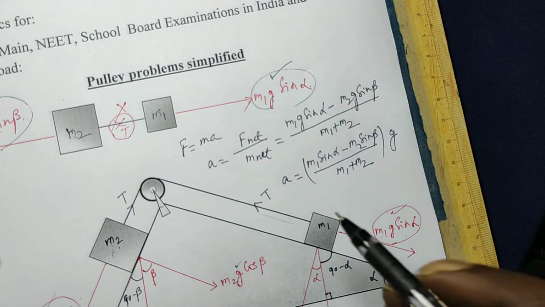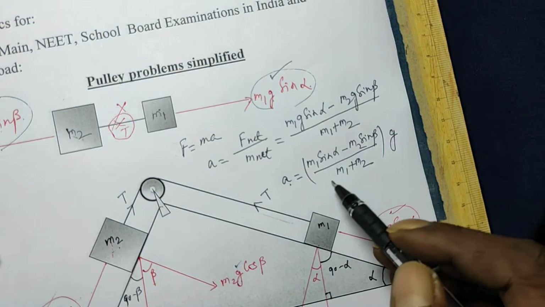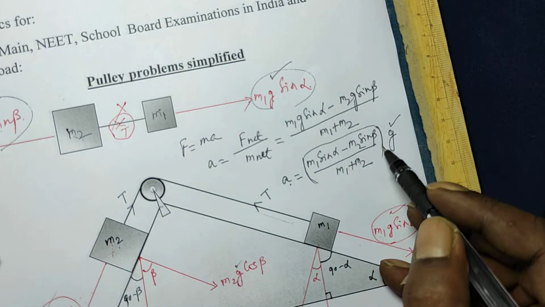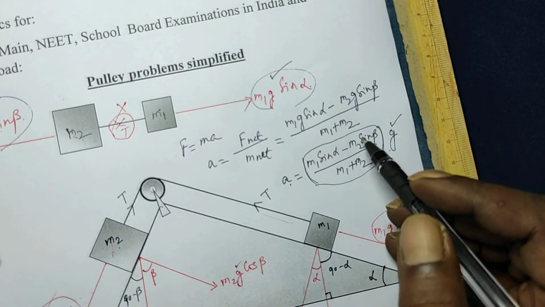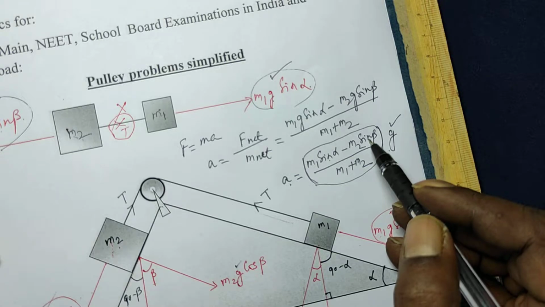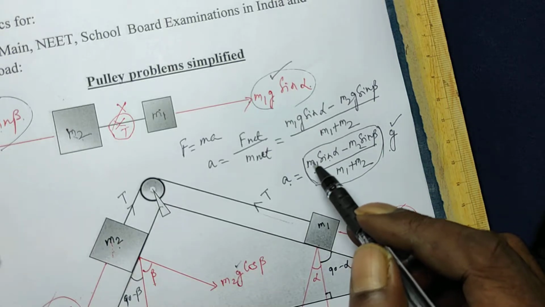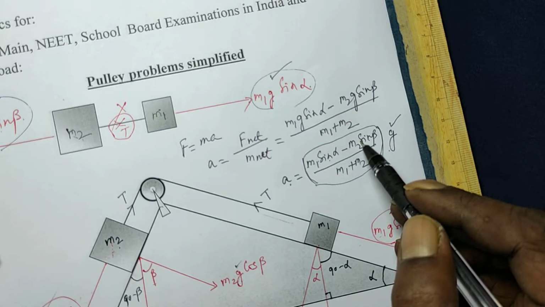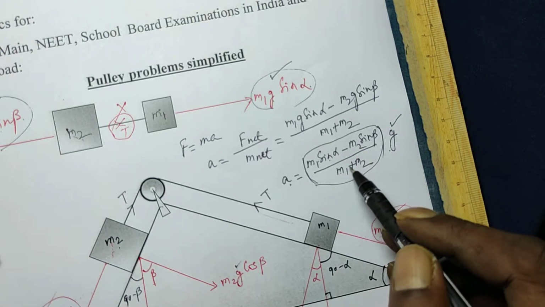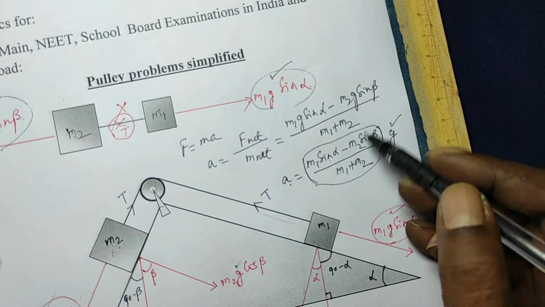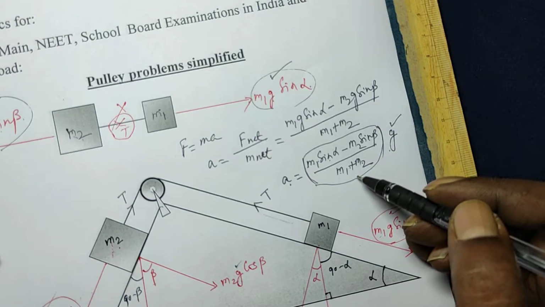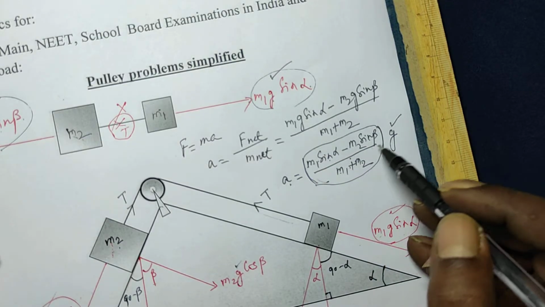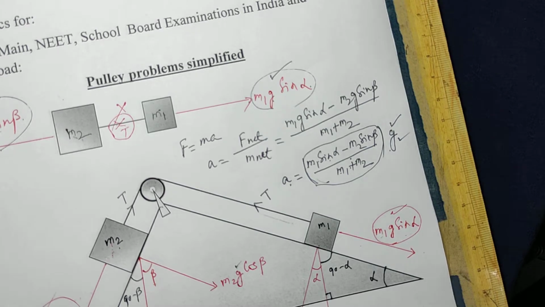Why do I write this way? This is acceleration on the left hand side, so the right hand side must also be acceleration. This is acceleration, so this part must be a number. Now how is this a number? Sine alpha is a number, sine beta is a number. Number into mass is mass, kilogram. Kilogram minus kilogram is kilogram. And in the denominator also you have kilogram plus kilogram, kilogram. So the kilogram cancels. So this whole thing is a number, and number into acceleration is acceleration.